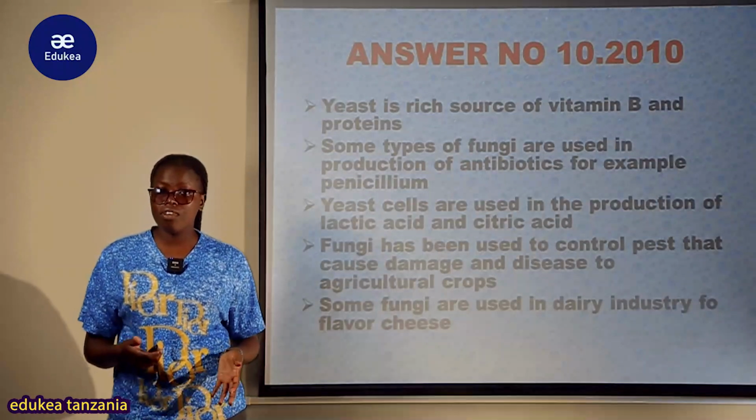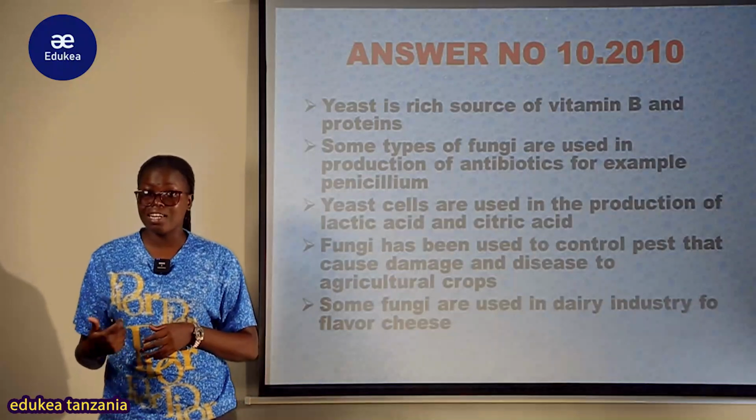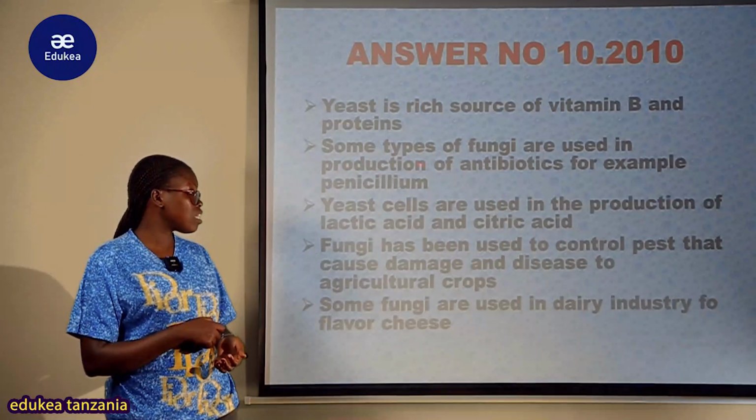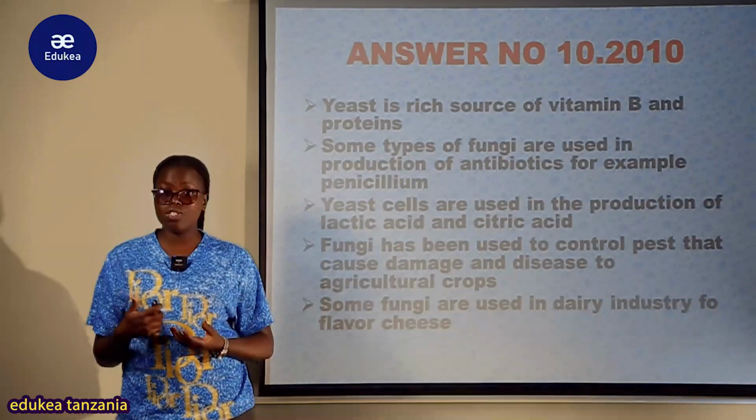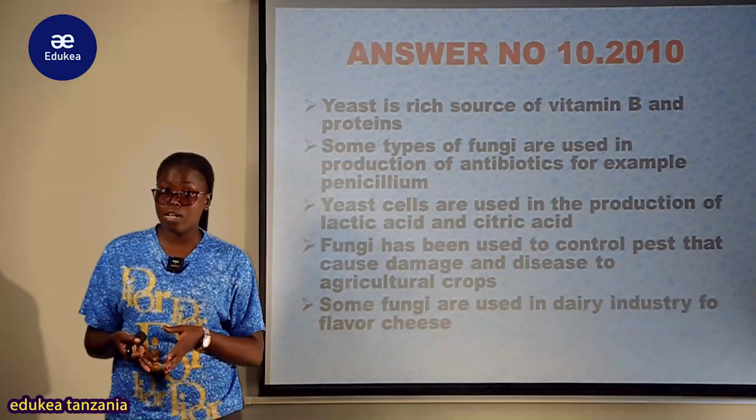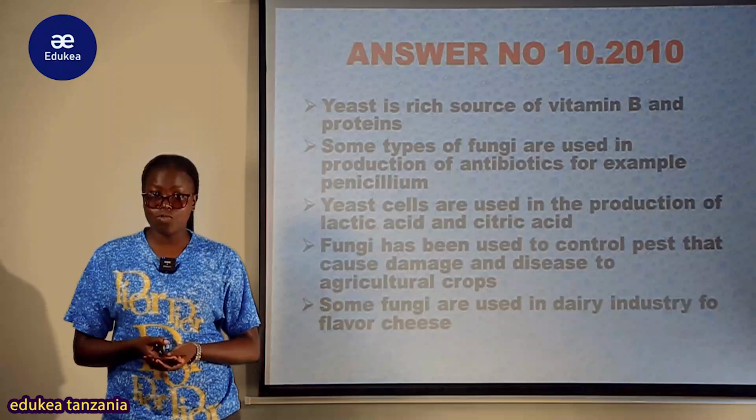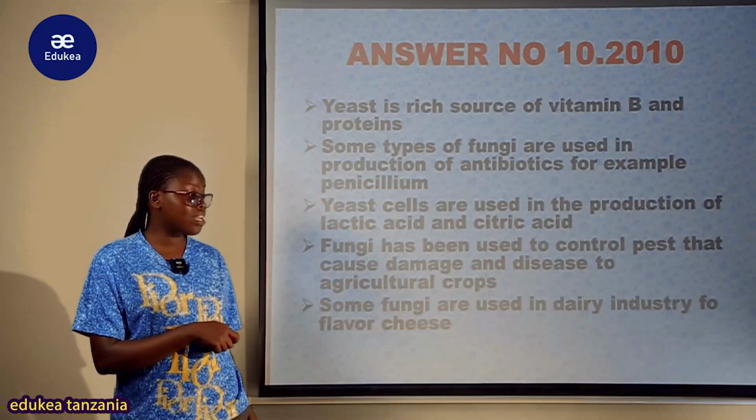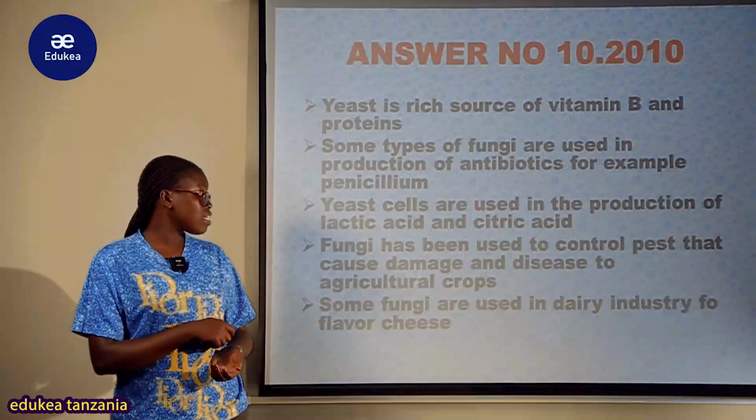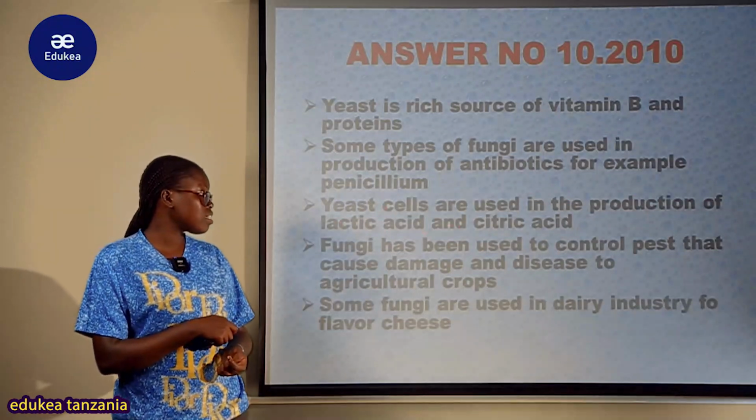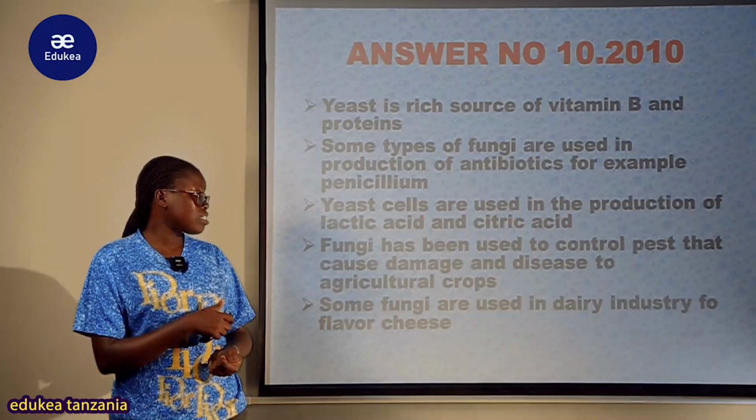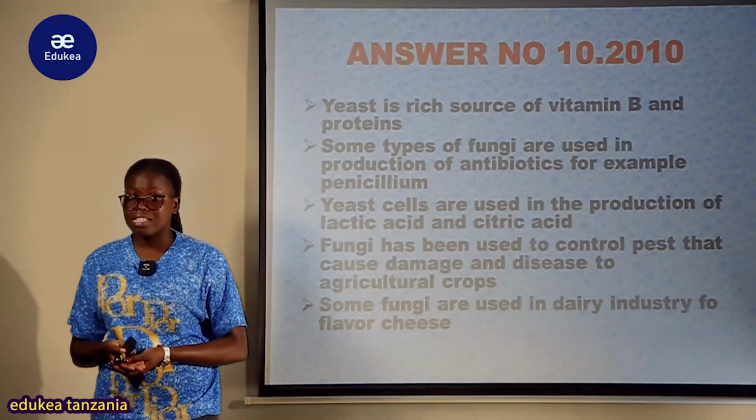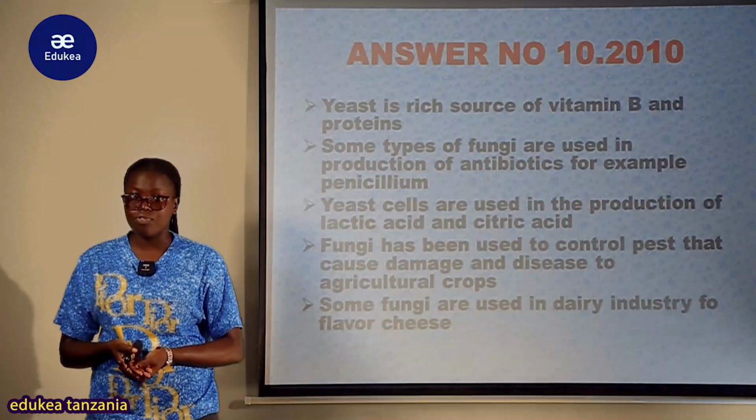Antibiotic hivyo ni vidonge ambayo inasaidia dawa ambayo inasaidia katika relieving of the pain. Kwa example, this penicillium wanasaidia katika production ya antibiotic, inasaidia either kwa mfano mtu anaumwa tumbo, anaumwa kichwa, anaweza akatumia. Vile vile yeast cell are used in the production of lactic acid pamoja na citric acid. Kwa yeast cell anasaidia katika production of lactic acid pamoja na citric acid. Sana katika viwanda unaangalia lactic acid katika kutengeneza this yogurt, cheese, they are useful.